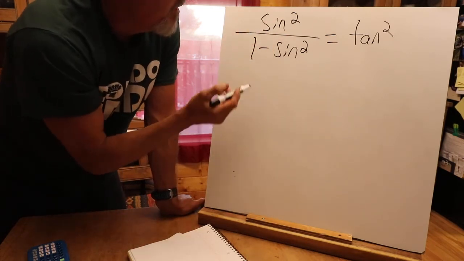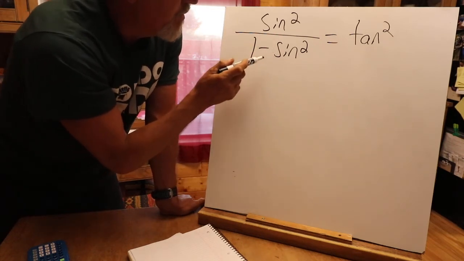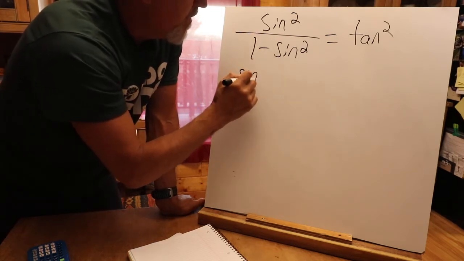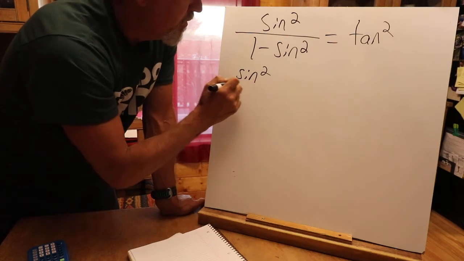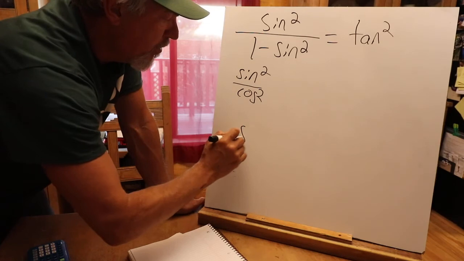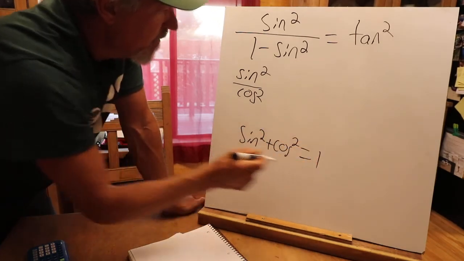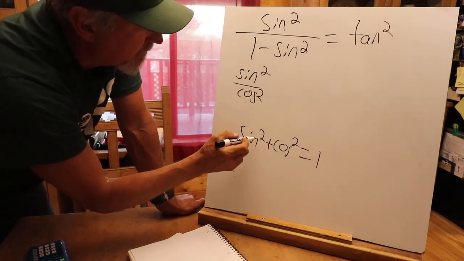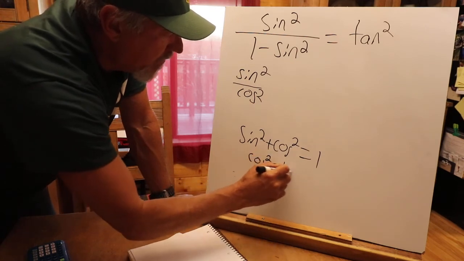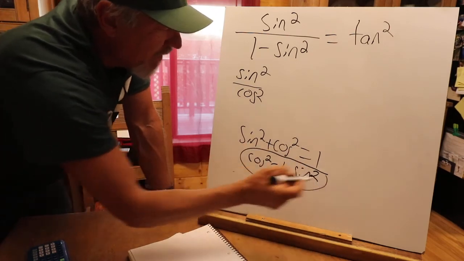This 1 minus sine squared, if you remember, from cosine squared plus sine squared equals 1, you can make 1 minus sine squared into cosine squared. I'm going to put the step on the bottom. We have a basic identity, sine squared plus cosine squared equals 1. If I subtract the sine squared to the other side, I get cosine squared equals 1 minus sine squared. This is what I did.